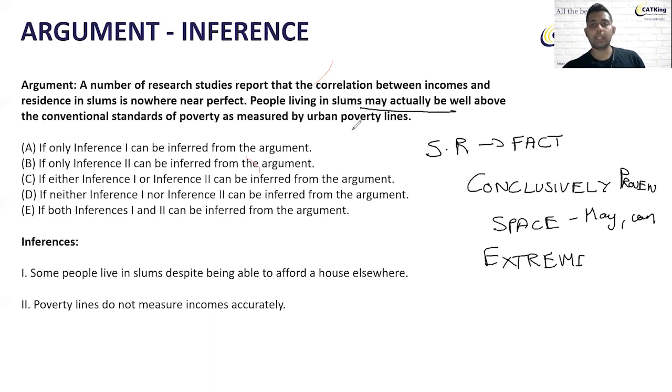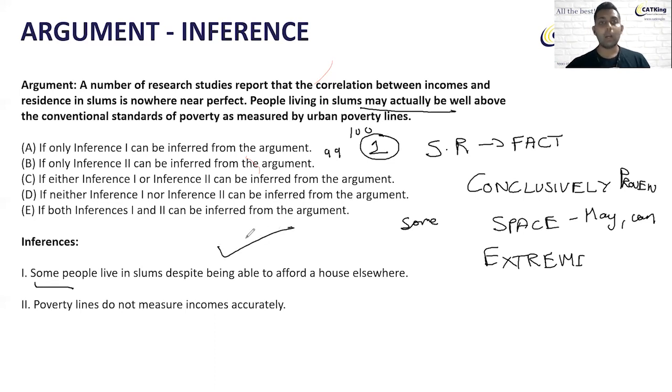Iska matlab out of, let's say, 100 people, 99 are actually under the poverty line or the slum poverty. One person is such a person who is above the conventional standards of poverty. Iska matlab he can afford a house elsewhere. Some people, this is also a space word, some, kuch log, live in slum despite being able to. So I am talking about this particular one person. So this is an absolutely correct inference.